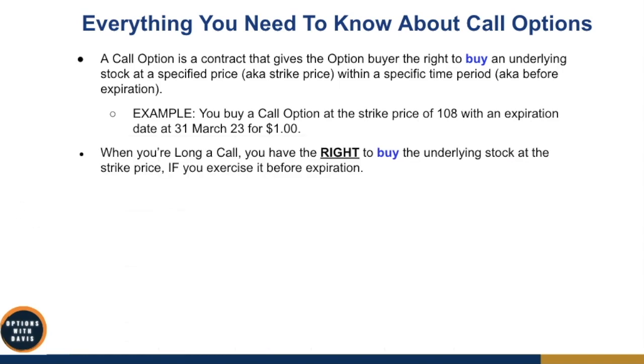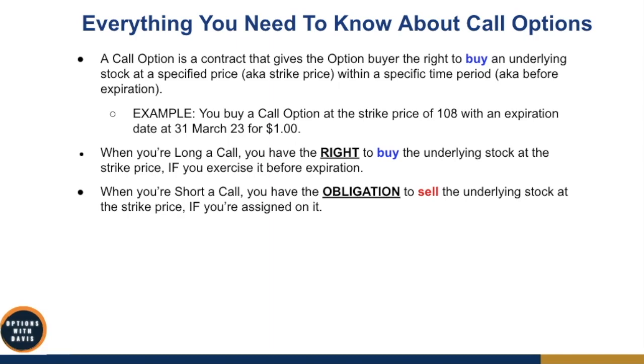Now, this is if you're long a call. Now, what if you're short a call? That means you take the other side. So if you're short a call, now you have the obligation to sell the underlying stock at the strike price if you're assigned on it. So when you're long a call, you can choose, right? You want to exercise it, you don't want to exercise it, it's up to you. But if you're short a call, you do not have that choice, because the moment the buyer of the call option, which you sold to, decides to exercise this option, then guess what? You will have to sell the stock to them, right?